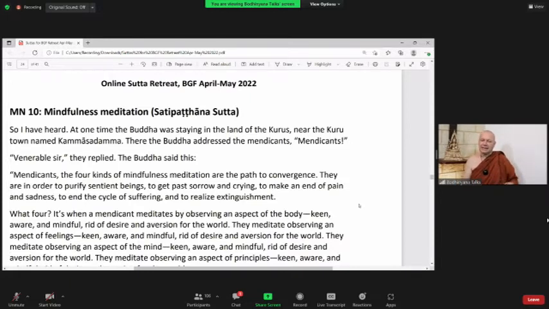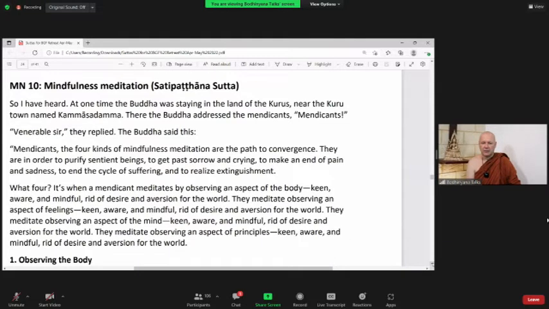And again, there is a natural sequence here. So the mind contemplation usually comes after the feeling contemplation. It is getting more and more profound as we move forward. And again, we'll see how this works out once we get to the mindfulness of breathing later on. And then we have the last one. You meditate observing an aspect of principles, keen, aware, and mindful, rid of desire and aversion for the world.